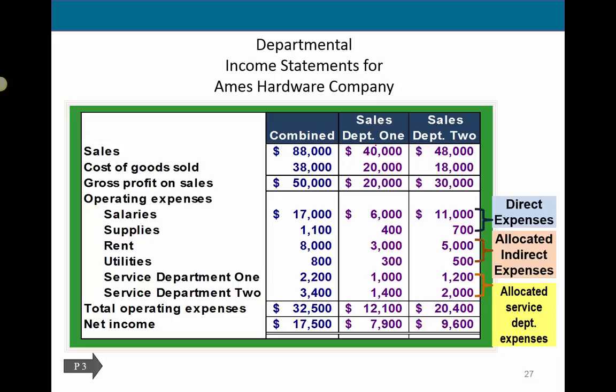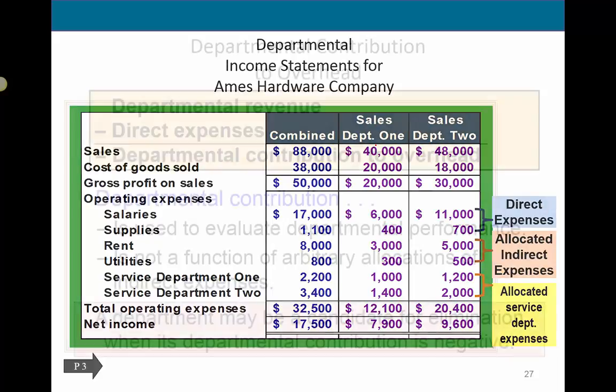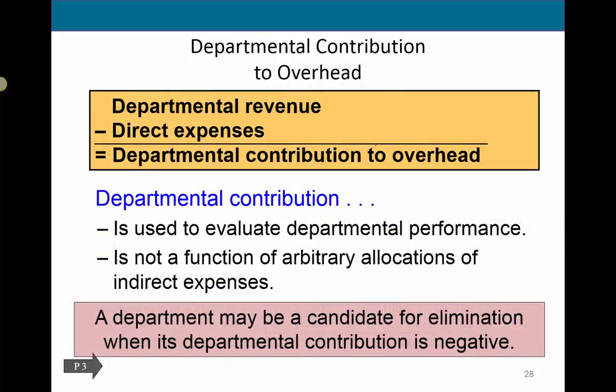We don't put our service departments, cost centers, in our income statements. Well, they have no income, right? Okay. So here's a concept. The concept is contribution to overhead. The way it works is departments have revenue. So your department has revenue.